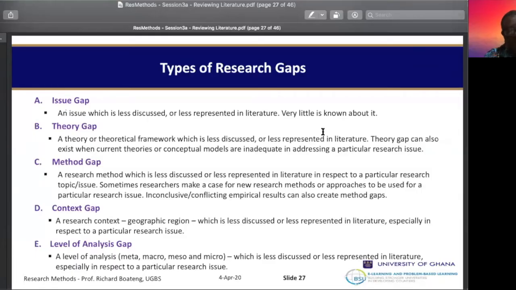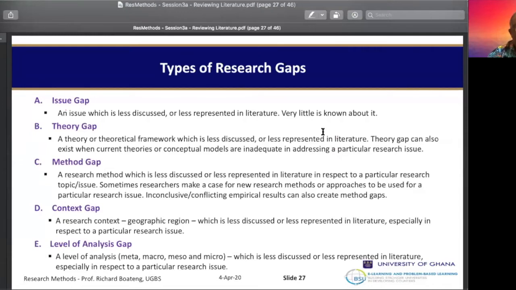It's an issue that he found in the literature, and he pointed out that there's less attention given to that issue. So whenever we see an issue gap, what we are going to see is that there is less attention given to that particular endeavor or scope in research. Then the second type of gap is the theory gap. A theory gap is usually emphasized when the existing theoretical frameworks or approaches to addressing a particular issue seem to be less discussed or less represented in the literature.